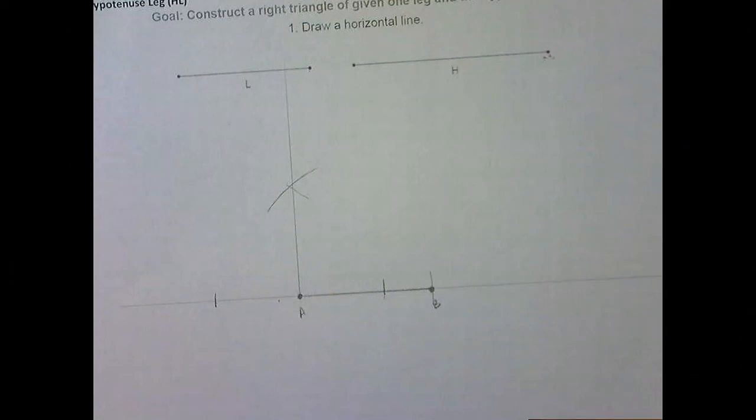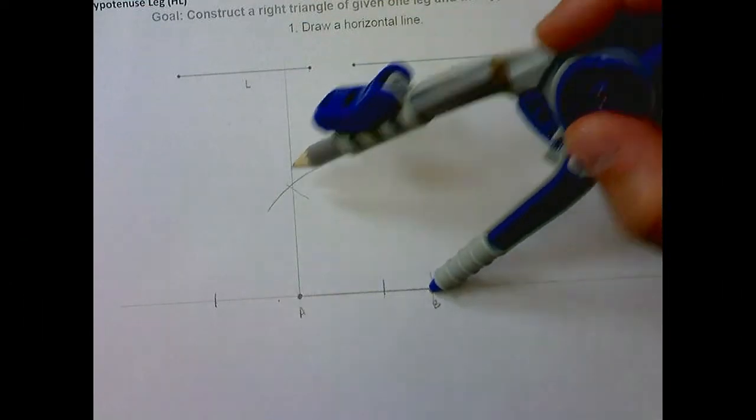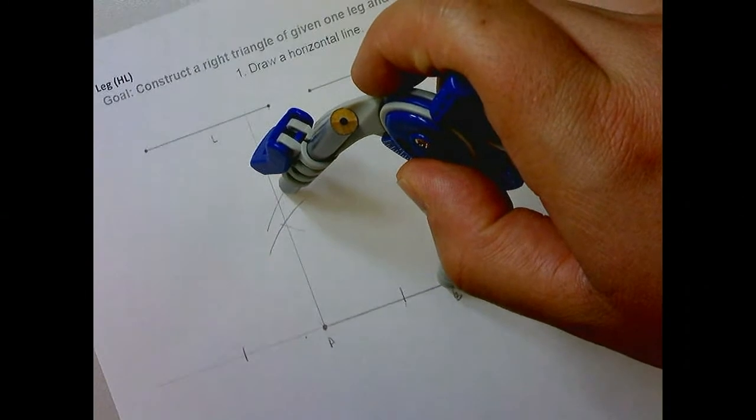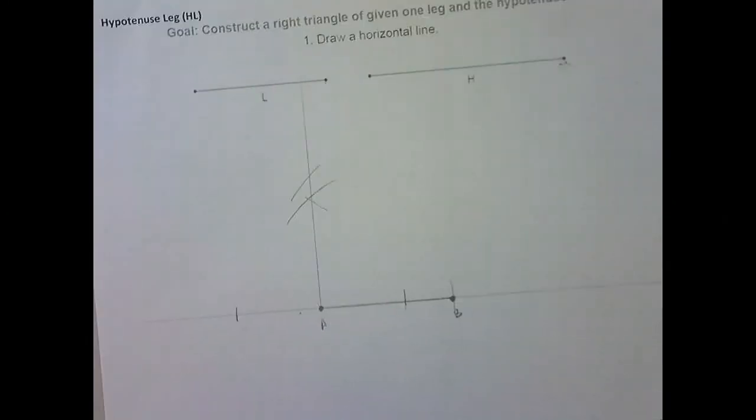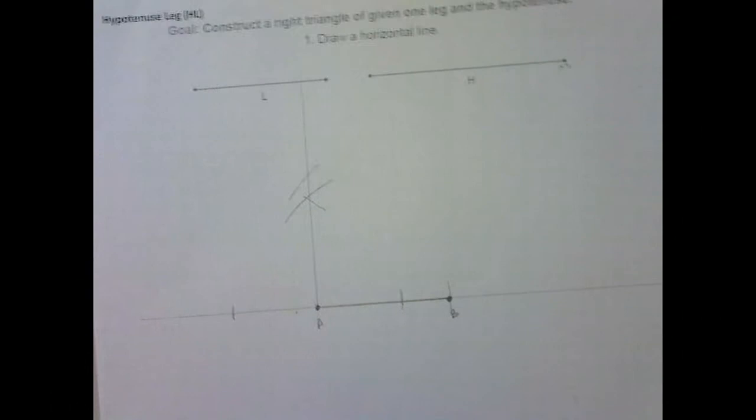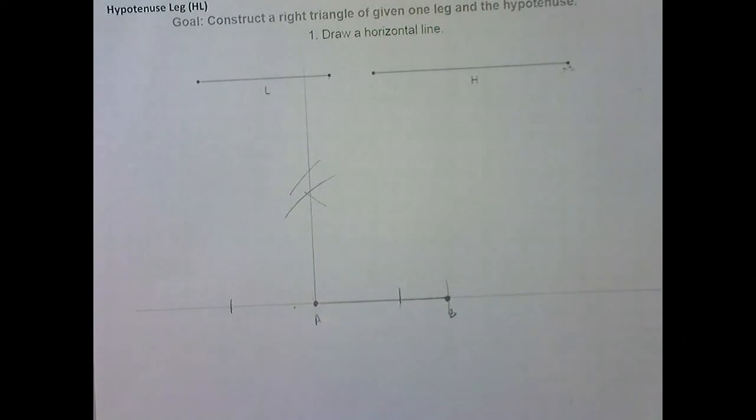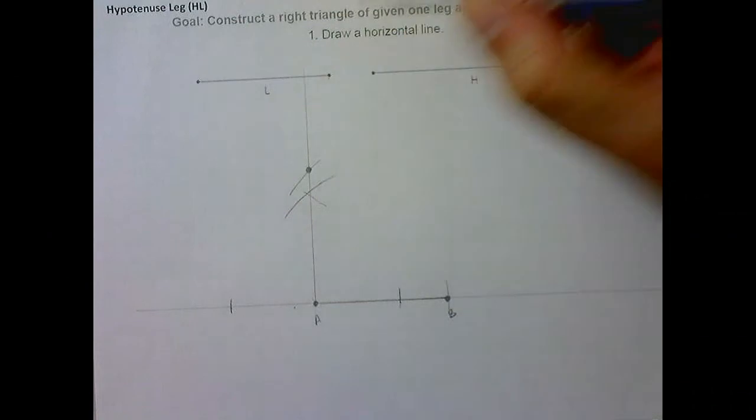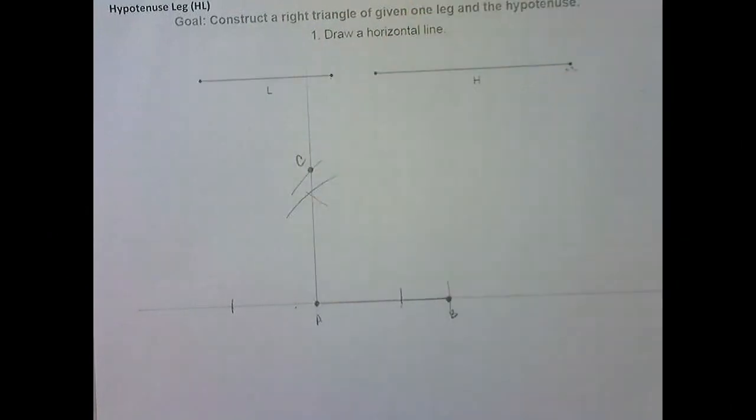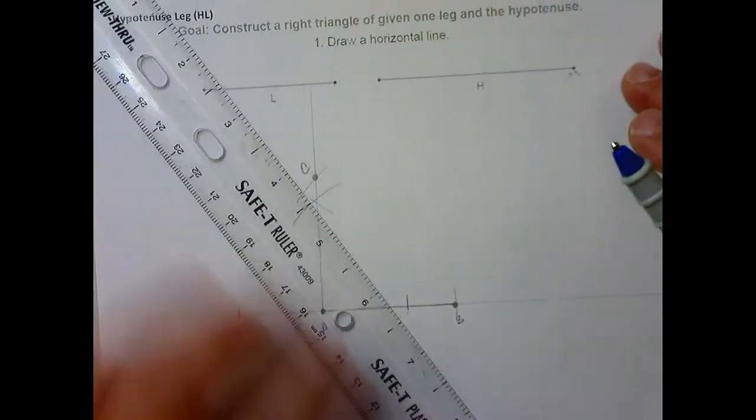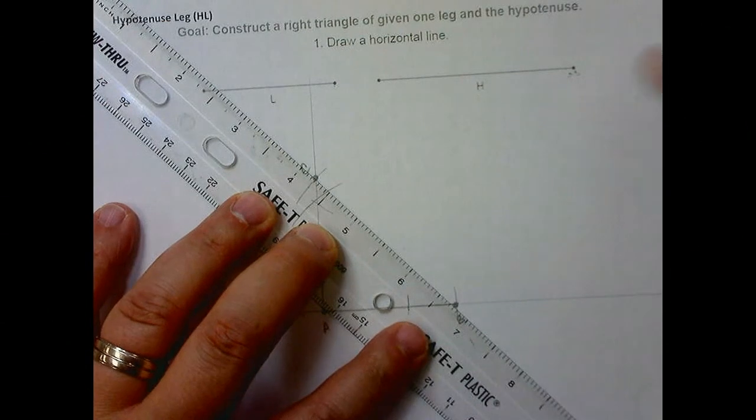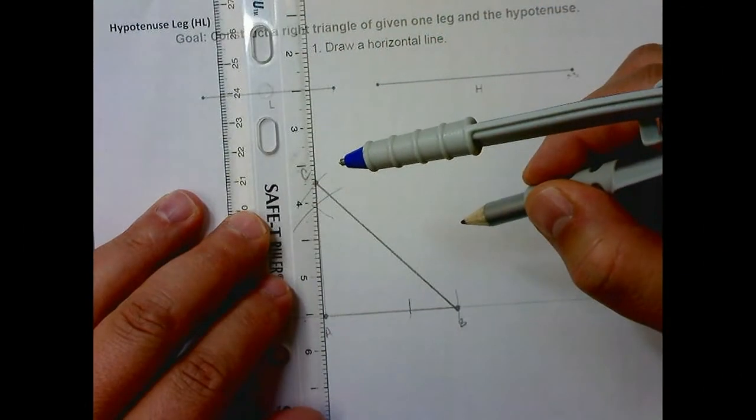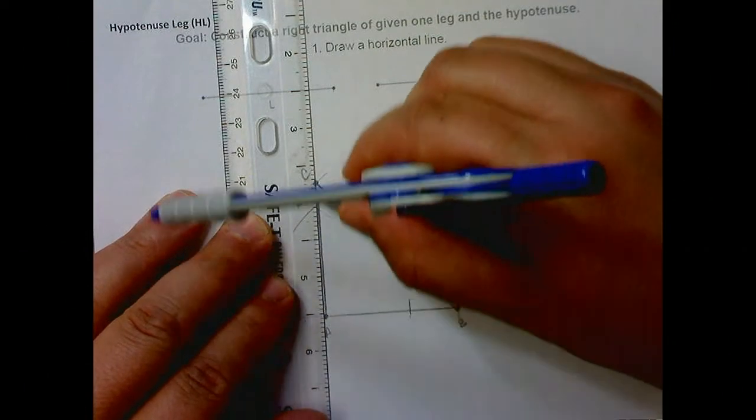Put the compass point on B and do one more swoop to the perpendicular line. And that right there created the point where the hypotenuse intersects the other leg. So now we have our third vertex. We can call it C. And then we're just going to take our straight edge and connect C and B and go back and connect A and C.